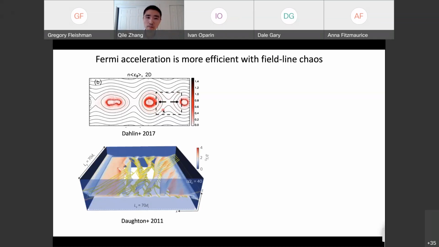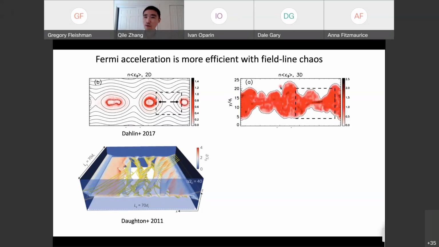However, in 3D, things are different. When you have a significant guide field, the reconnection system will generate this kind of oblique tearing flux ropes overlapping with each other to create this field line chaos. And this field line chaos will enable the particles to spread throughout the reconnection layer and freely access these contracting field lines at the reconnection exhaust. As a result, there is more efficient acceleration in 3D versus 2D.